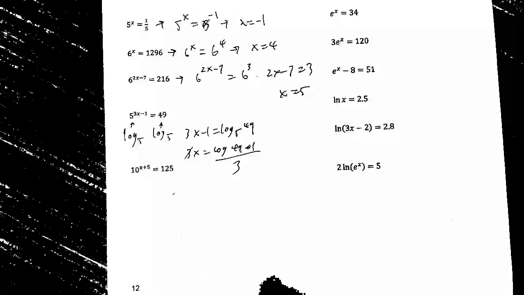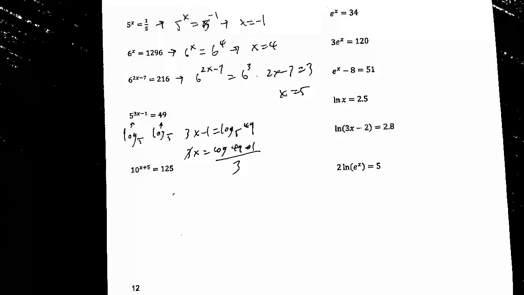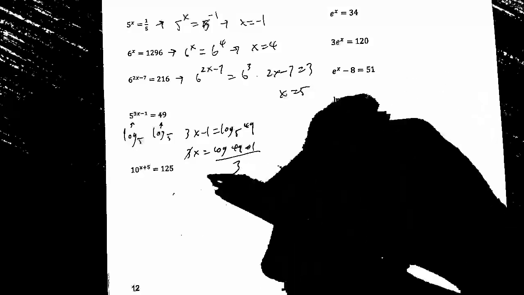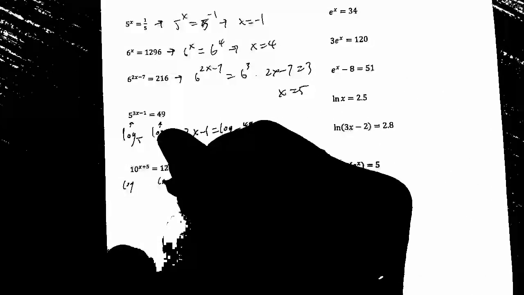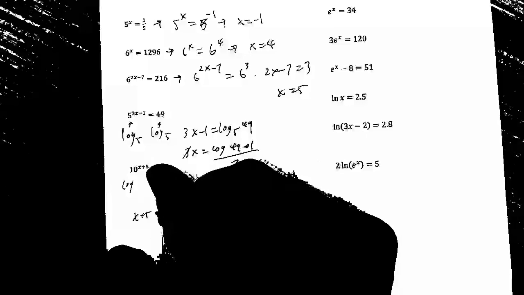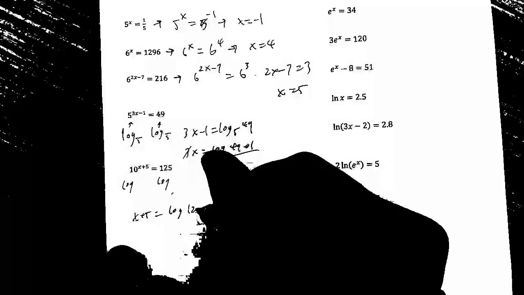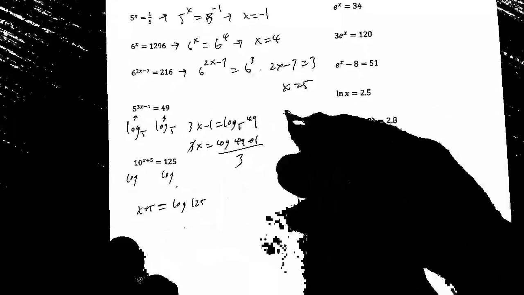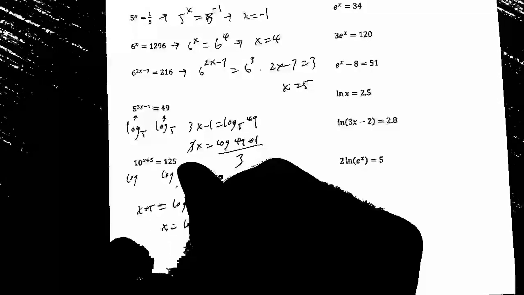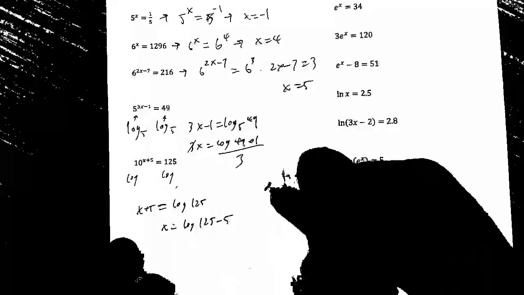Okay, 10 to the x plus 5 equals 125. Again, we cannot rewrite it in this case, so we take the log of both sides. And so x plus 5 equals log 125. Remember, just a plain log is log base 10. So x equals log 125 minus 5.